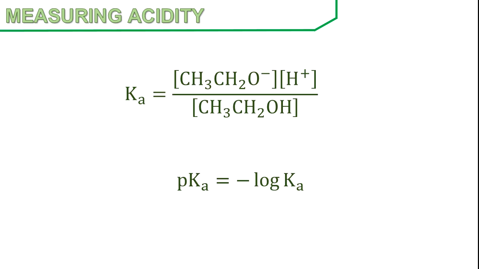Sometimes you might see acidity described by pKa. This is just minus log of the Ka. So for a strong acid, you're looking for a high Ka value or a low pKa value.